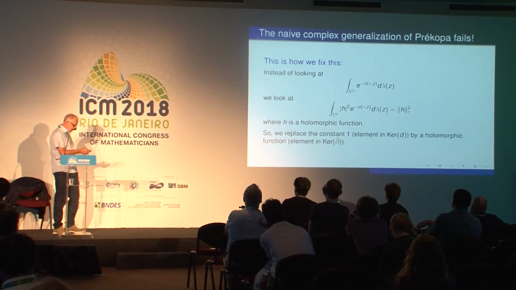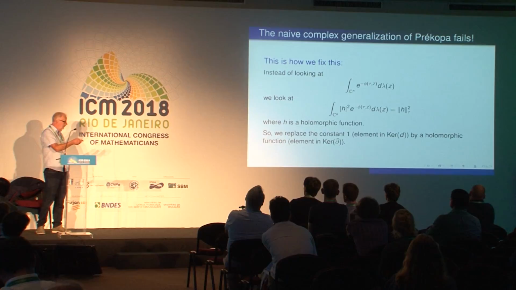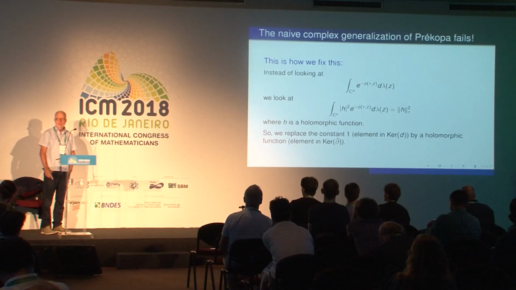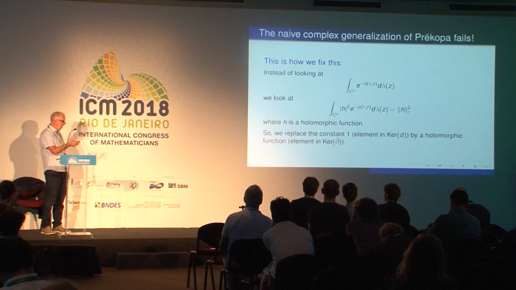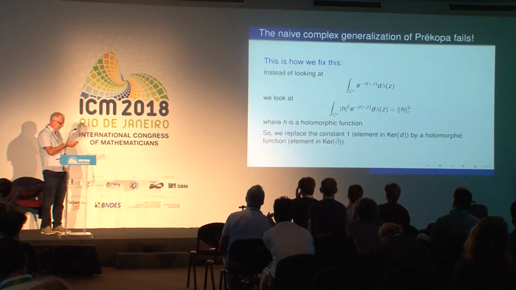Instead of looking at just the integral of e to the minus phi, you multiply by mod of h squared, where h is a holomorphic function. So you get some weighted L2 norm of holomorphic functions. You can think of the analog: in the real setting, you have an invisible 1 squared in front, which means you have the norm of a constant. So instead of looking at the constants, as in the real setting, which lie in the kernel of the d operator, you look at something that lies in the kernel of the d bar operator.